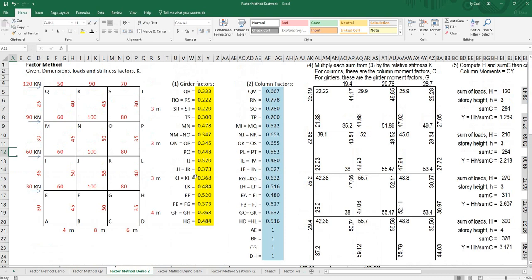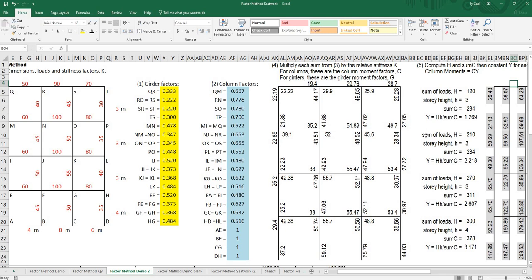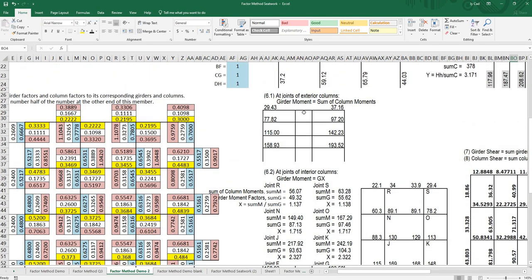And then step 4, we multiplied each sum from 3 by the relative stiffness K. Tapos step 5, kinompute natin yung column moments. Tapos step 6, kinompute natin yung girder moments. Dalawa ang step 6, 6.1 tsaka 6.2, girder moments sa interior tsaka exterior. And finally step 7, girder shears and then column shears. So that's it guys. Thank you for listening. Natapos na natin ang approximate methods, which is portal, cantilever, and then factor method.